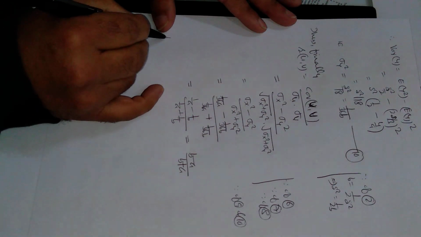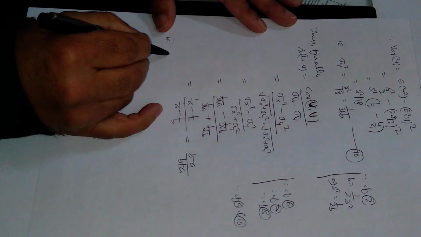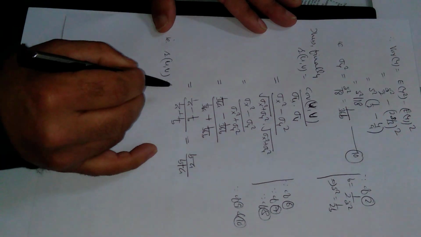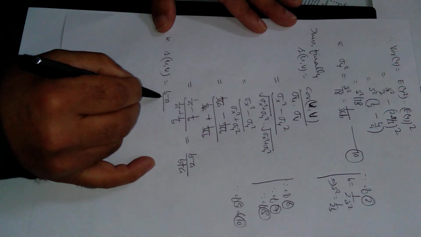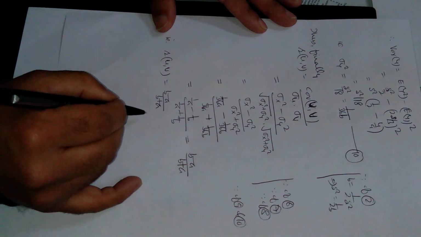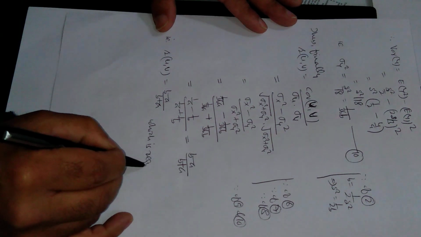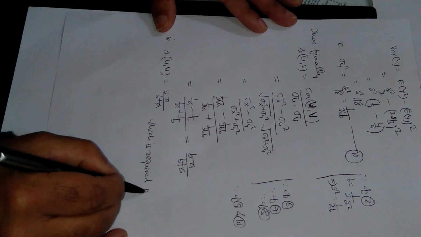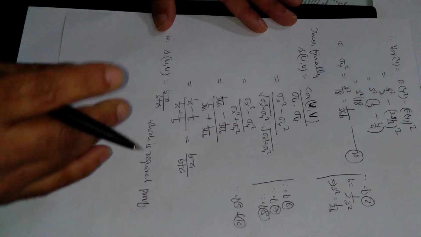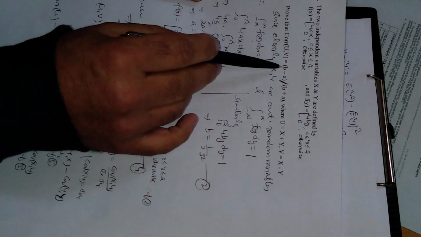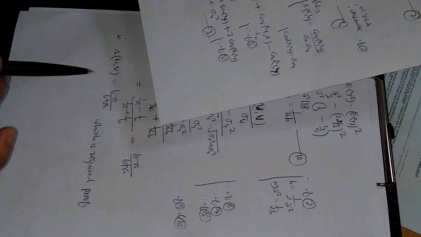That is the correlation coefficient of u and b. This is b minus a upon b plus a, which is the required proof. So this is what we wanted to prove: the correlation between u and b is b minus a upon b plus a.